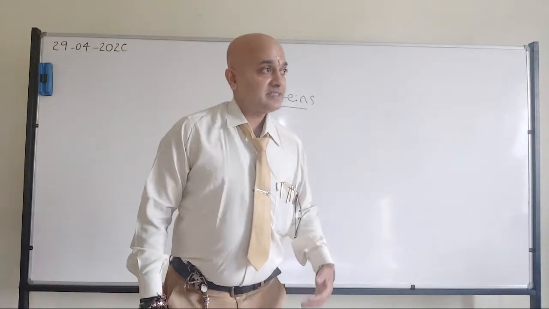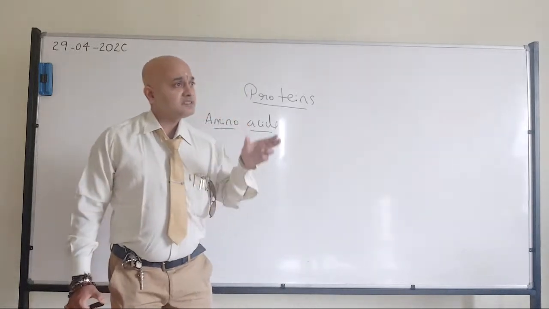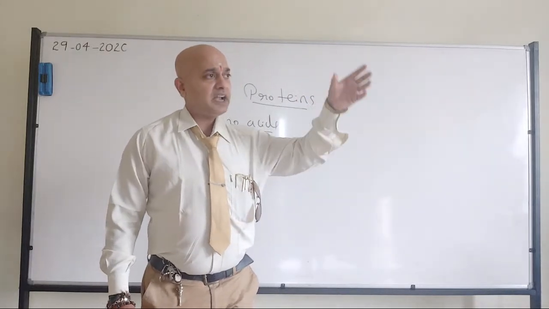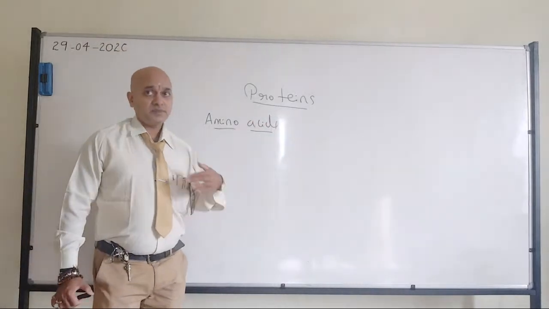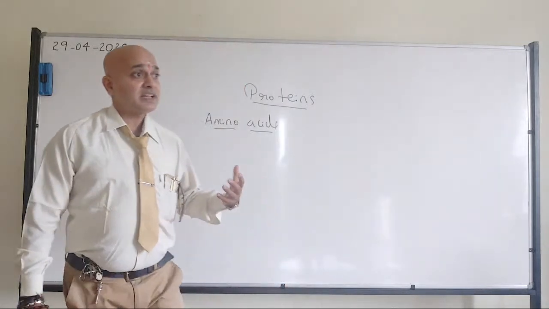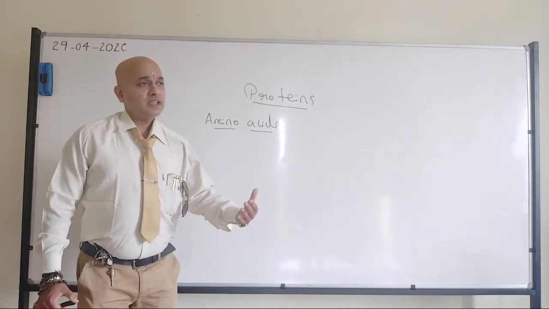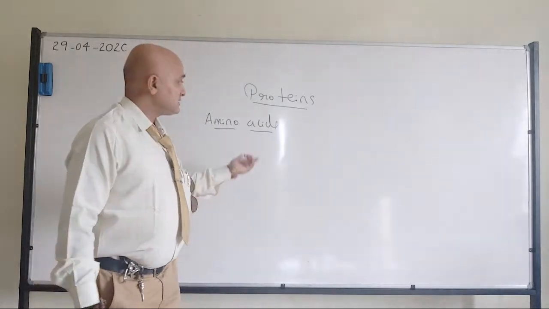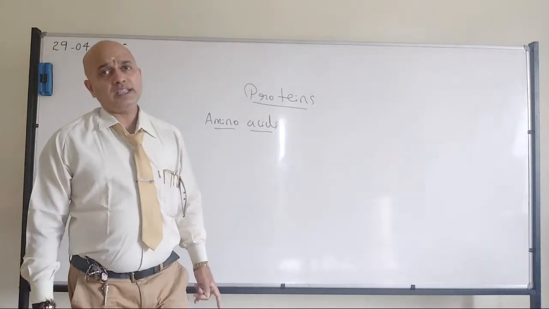Say for example, to construct a house, we use bricks, right? One brick over another brick, and like that. So you should imagine these bricks as amino acids, and the whole building as a protein. That is the relation between a protein and the amino acid. If I remove the bricks, will the building be there? No. That's why amino acids are called building blocks of proteins.